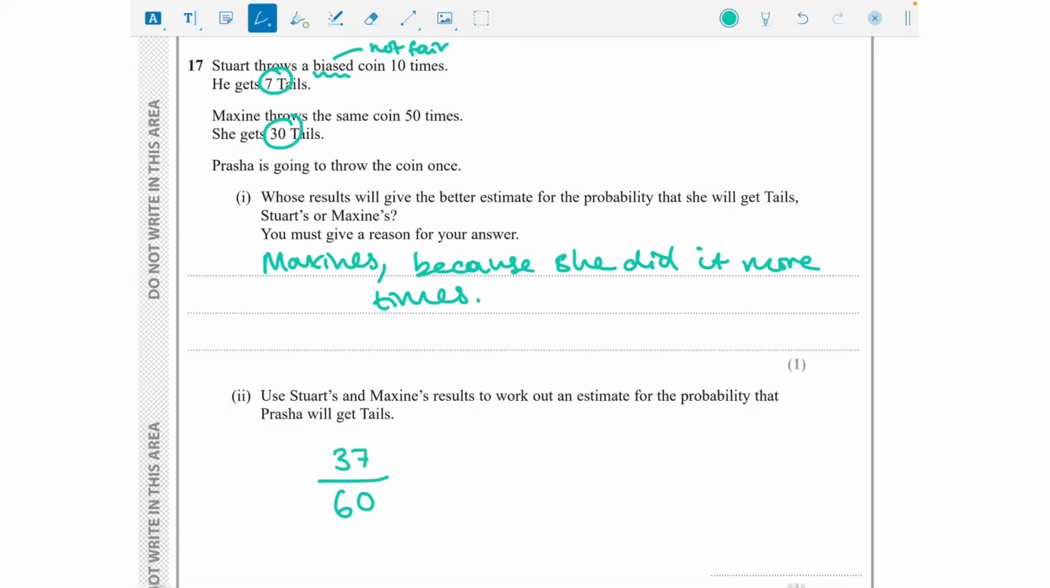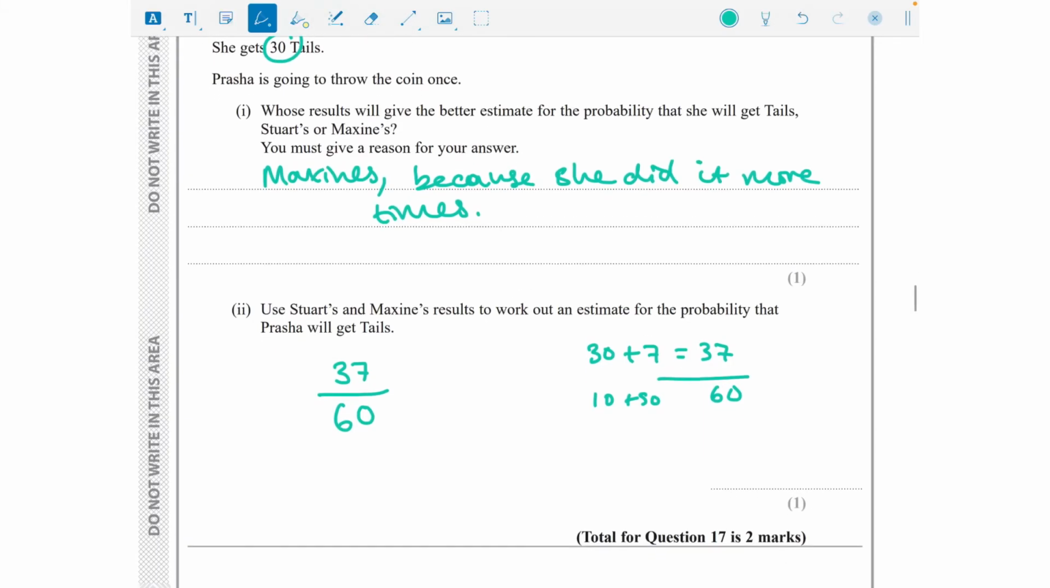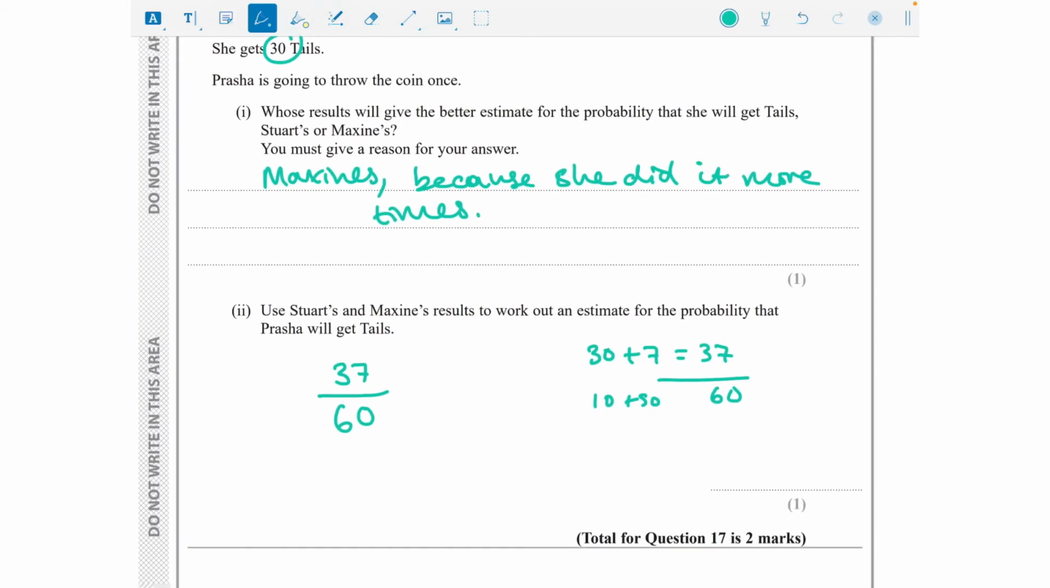So that would be our answer. We've done 30 add 7 to get 37. That's how many times it landed on tails, out of the total, which was 10 add 50, so out of 60 times. That would be the probability that Prasha would get tails. We've used the data that they've given us so far to get 37 out of 60.